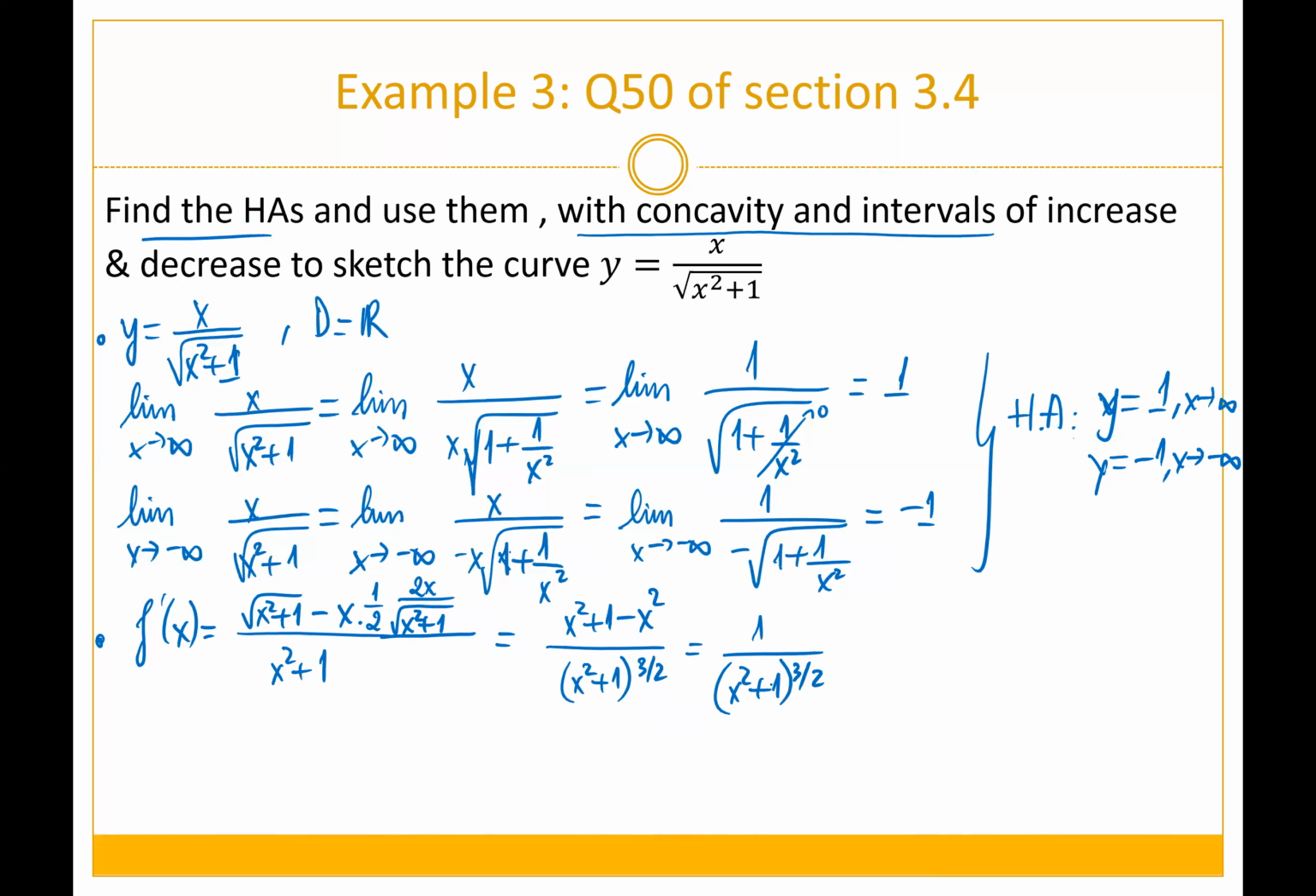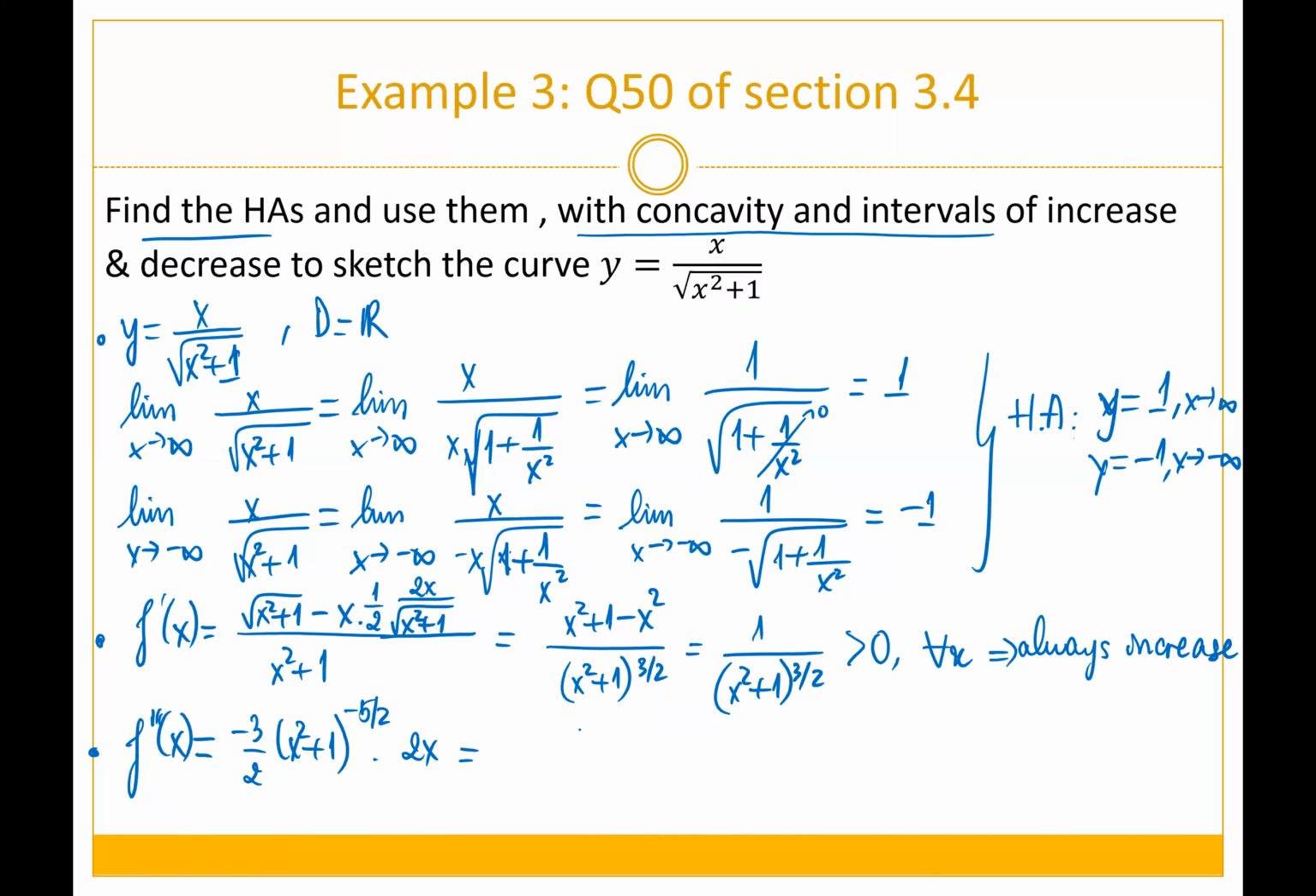So again, now you see the denominator is always positive and the numerator is just 1. So this entire thing is always going to be positive, so this is always increasing. So concavity, second derivative. When you have 3/2 (x squared plus 1) to the negative 5 over 2 times 2x, this one is negative 3x over (x squared plus 1) to the 5 over 2.